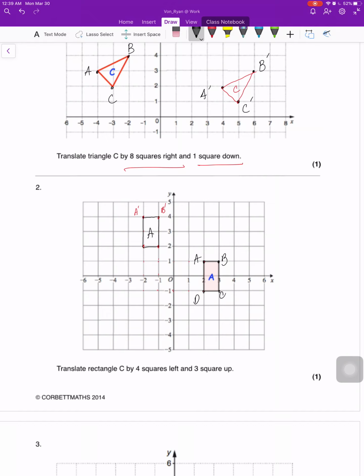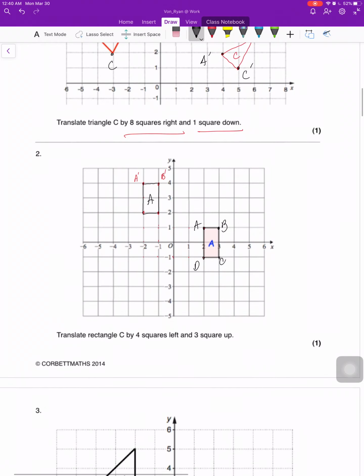As you can see, when you're translating a shape, the shape doesn't turn around. It's not laterally inverted, as we say, similar to what happens in a mirror. It doesn't grow bigger or smaller, so it's not enlarged or reduced. It just basically moves. So that's the translation of that shape. Now, we have been translating using descriptors, so it literally tells you how to move it: 4 squares left, 3 squares up, 8 squares to the right, 1 square down.